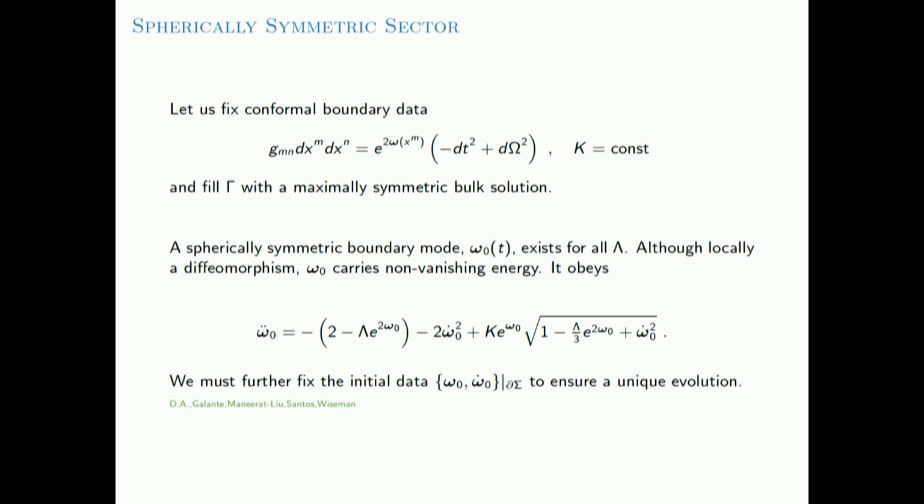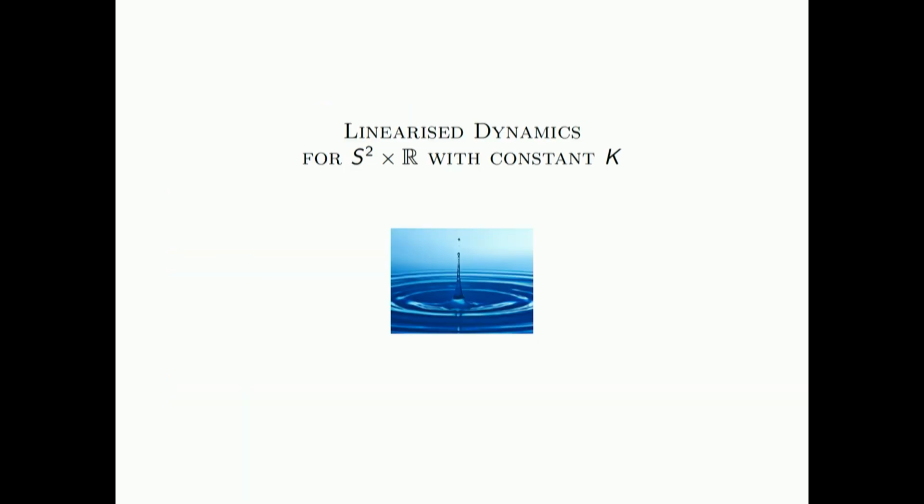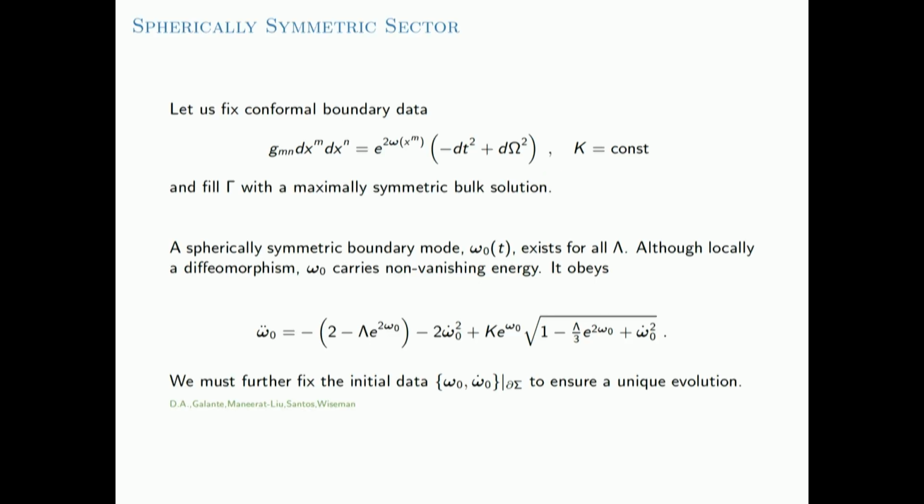And indeed, for these choices of boundary conditions, there exists a spherically symmetric boundary mode, which locally looks like a diffeomorphism, but obeys a type of nonlinear equation of this nature, whose initial data has to be fixed to ensure a unique evolution. This is some sort of dynamic equation governing the spherically symmetric part of the brane. So here I should say the boundary metric is conformally equivalent to round 2-sphere times time, and I'm fixing the extrinsic curvature to be constant. Okay.